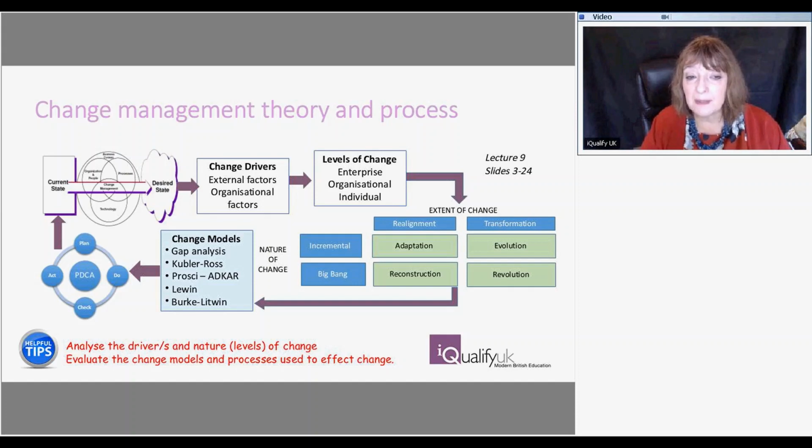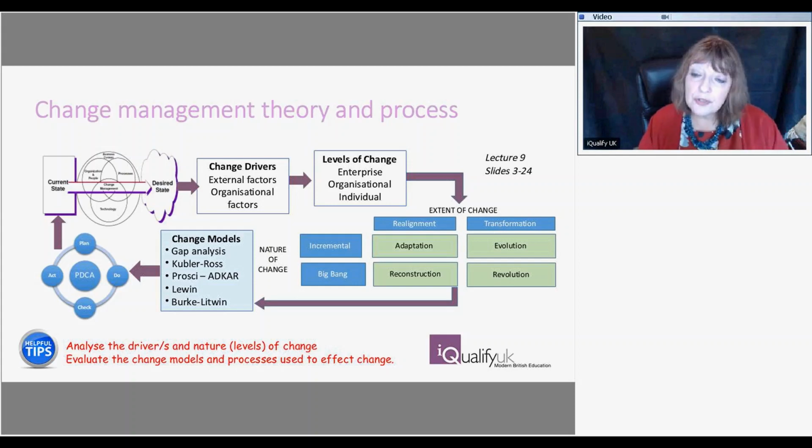But essentially the next thing we look at is change drivers. So from our change management, what is the thing that is causing change? So our change driver. And that comes from either external factors or organisational factors. And external drivers for change include things like changes in technology, changes in markets, political changes. So the PESTLE analysis is what you would have done.